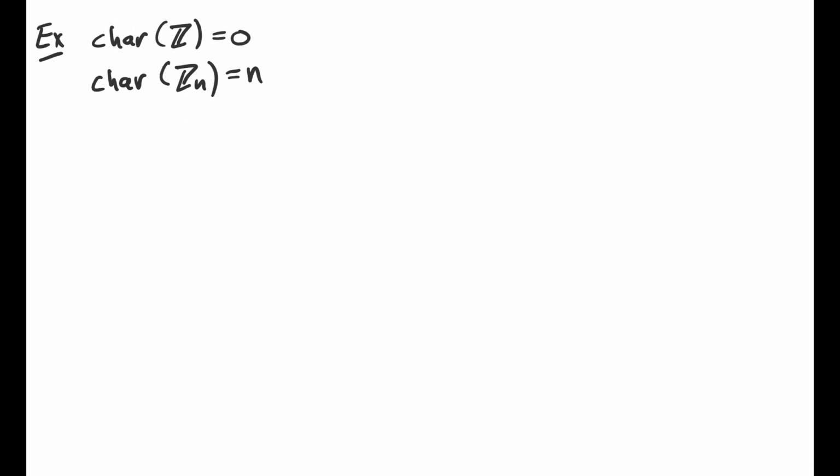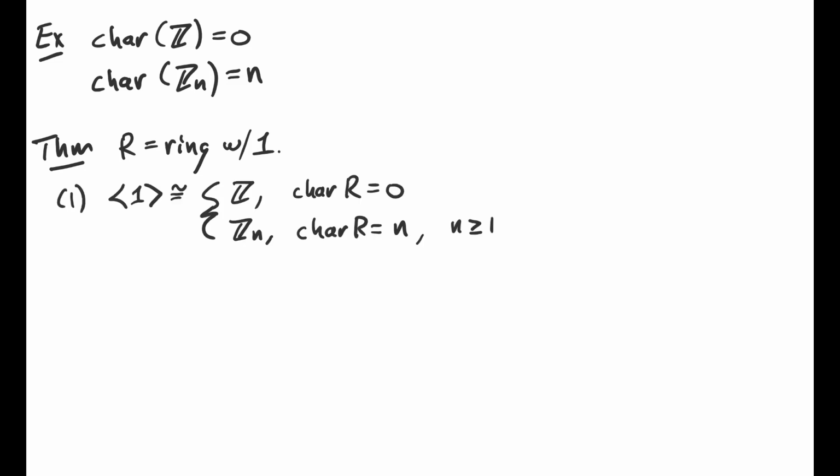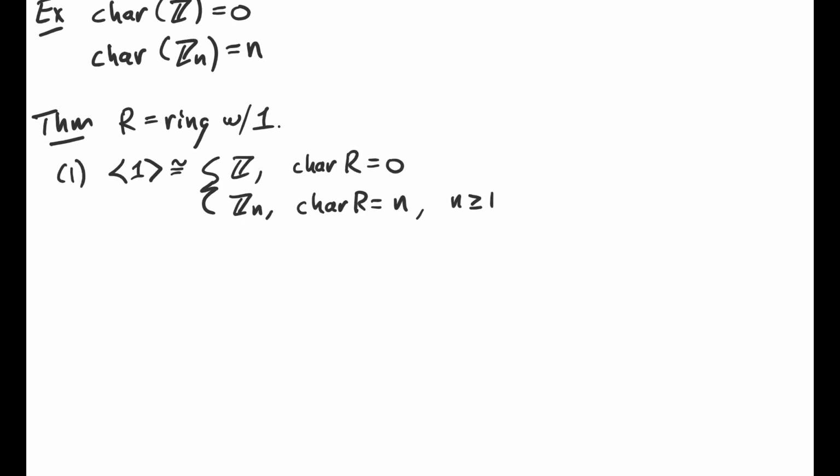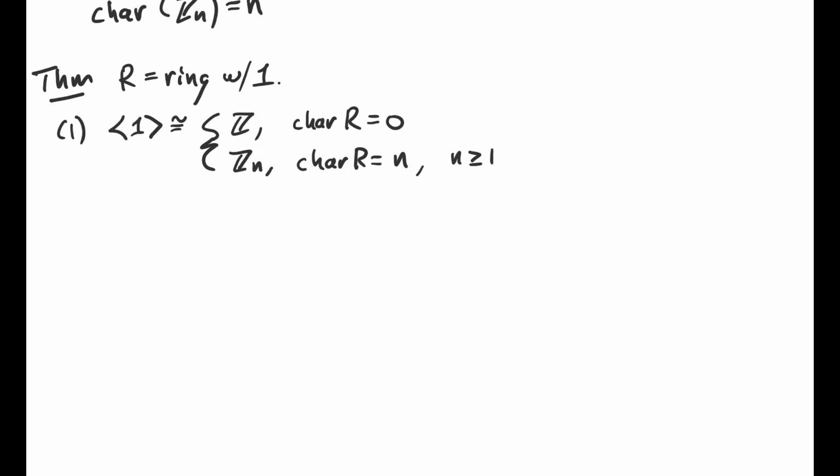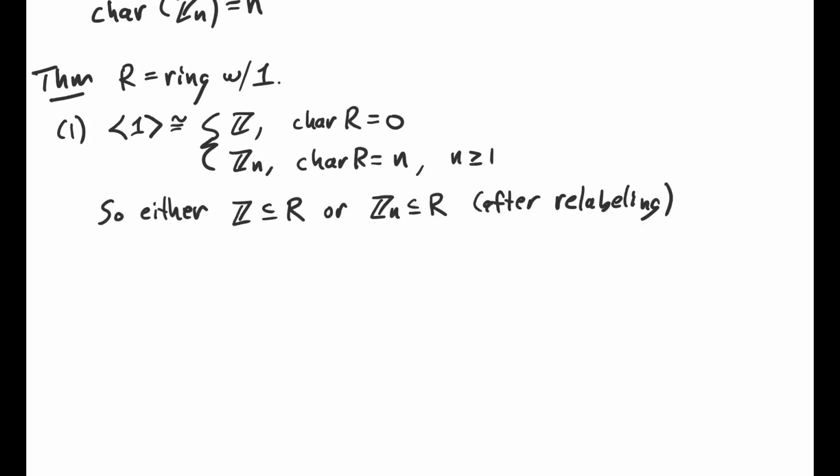Okay, first theorem. Go ahead and start with a ring with identity. The first statement is that the ideal generated by 1 in the ring R is either a copy of Z, and that happens when the characteristic is 0, or it's a copy of Z mod n when the characteristic is n. And so after relabeling, we either get a copy of Z inside of your ring or a copy of Z mod n inside your ring, depending on the characteristic.